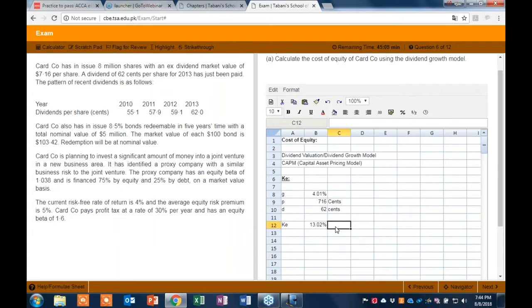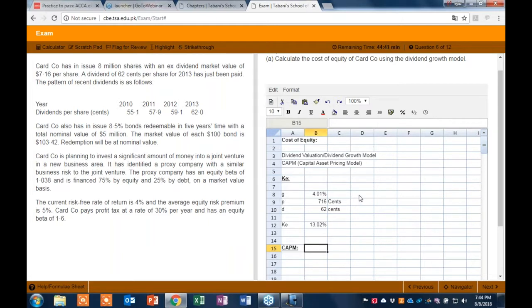Okay, now let's calculate the cost of equity using the CAPM model, with the help of the same information given in the question. But before we move towards the CAPM model, let's first discuss the problems with the dividend valuation and dividend growth model.